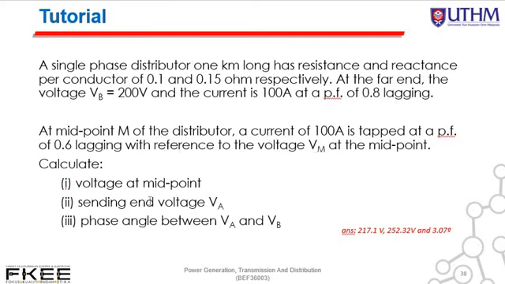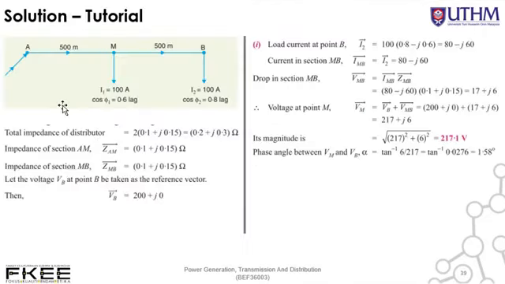So for this tutorial, you have to calculate the voltage at the midpoint, you have to calculate the sending end voltage, and finally you have to find the phase angle between VA and VB, which is the phase angle between the sending end voltage and the receiving end voltage at point B. In order to solve this problem, you first have to illustrate it.